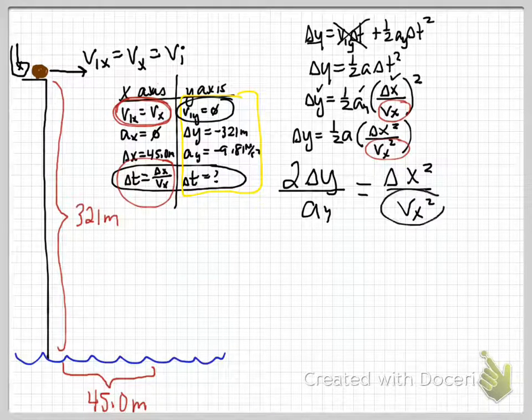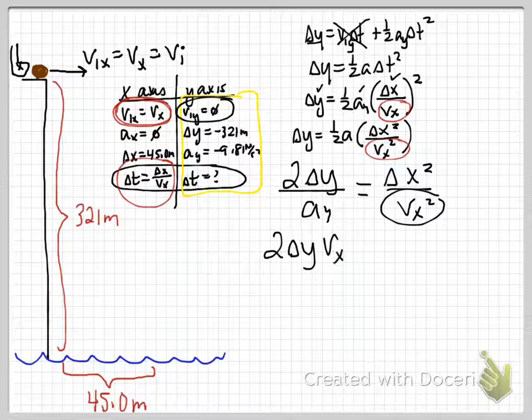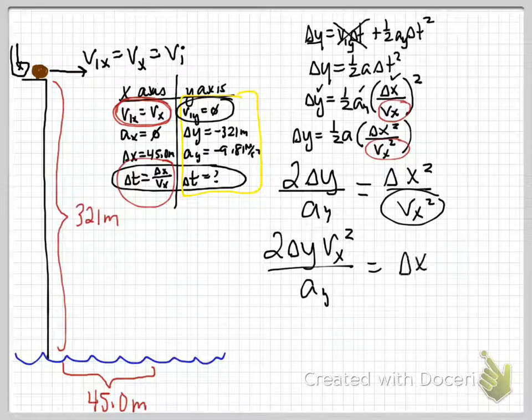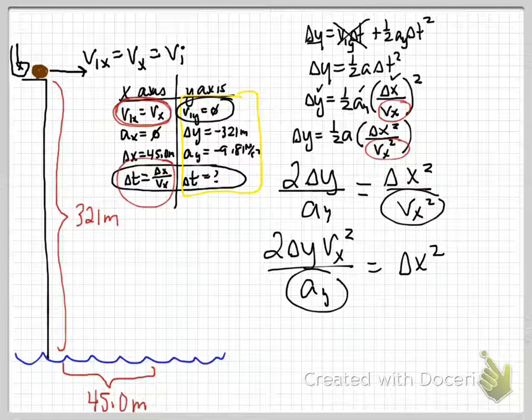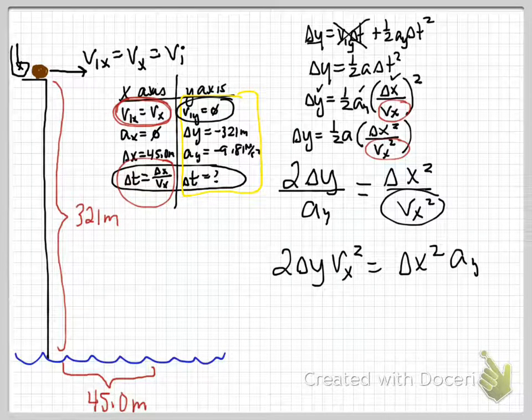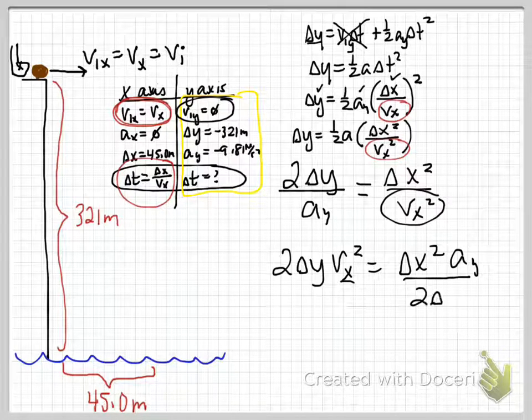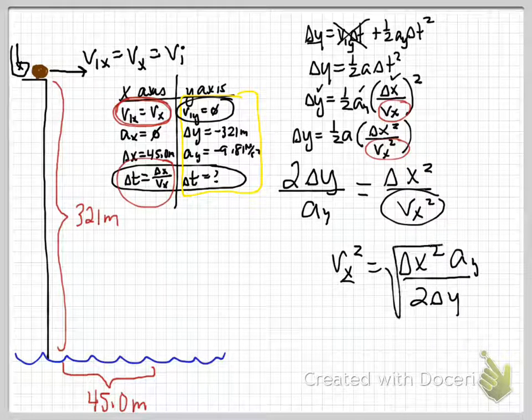We're now in a position where it's not too terribly difficult to rearrange. If we first get this out of the denominator by doing this, 2 delta y times v sub x squared over a sub y is equal to delta x squared, we're now in a position where we can fairly easily rationalize this and then isolate v sub x by dividing both sides by 2 delta y. Now, taking the square root of this side eliminates the v x squared, and we're done.